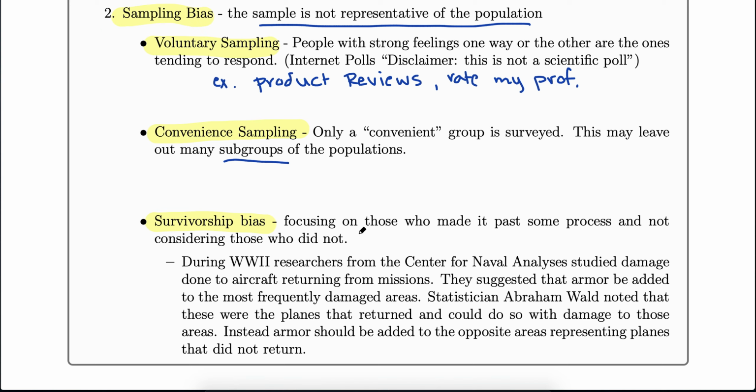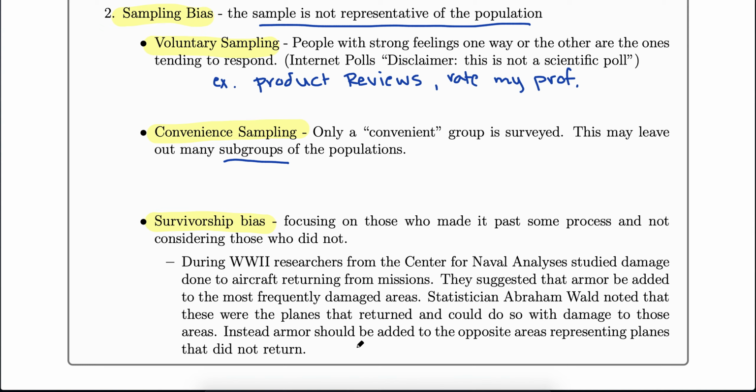But probably the most famous one is this idea during World War II. They were studying damage done to aircraft after missions and said, hey, we need to add some armor on these parts that were most frequently damaged. Thankfully, statistician Abraham Wald stepped in and said, hold on, you're only looking at the planes that made it back. That suggests that if they get damaged heavily in these areas, they can still make it back. So don't waste your time on armor there. Put it on the opposite parts, because those are the planes that did not make it back.